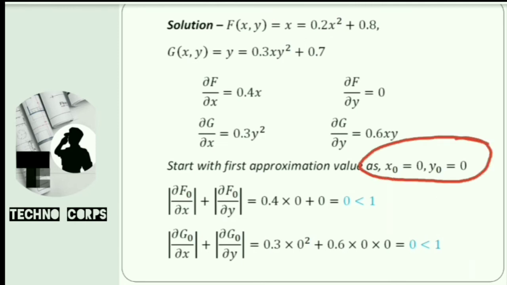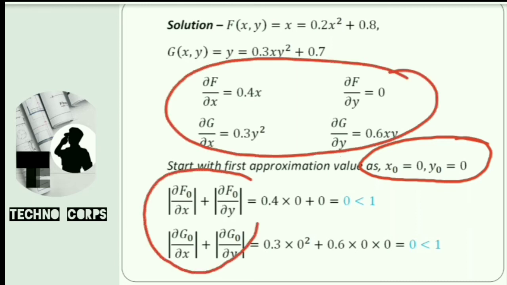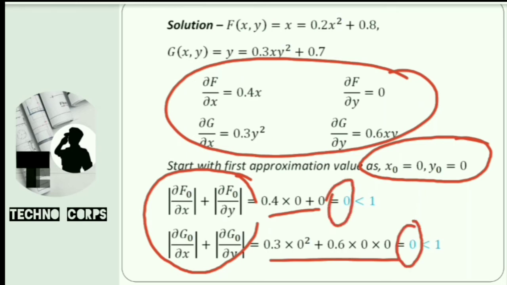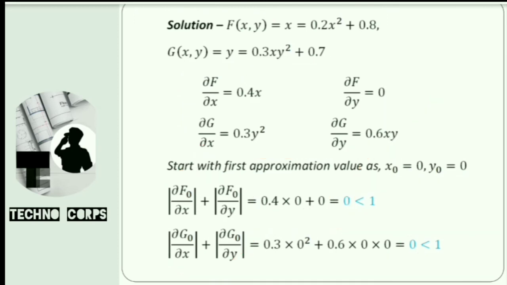By putting this 0 0 value into these equations to check this condition, we simply got the value 0 for the first equation, and 0 for the second equation also. So it is satisfying the required condition. The value should be less than 1, right? That means we can go for the further solution. If it is not less than 1, then we cannot go for the further solution. If we still go, that means we are not getting the correct answer.